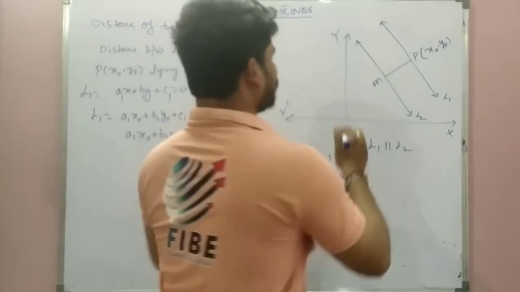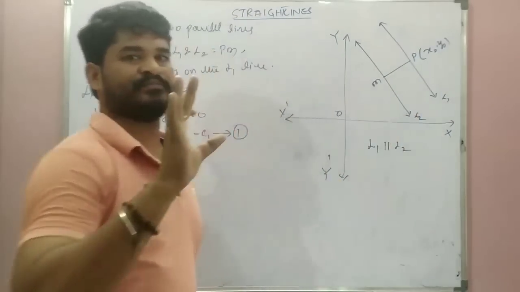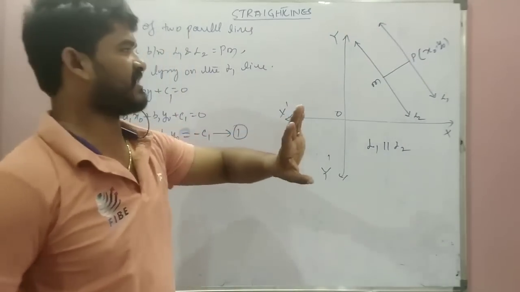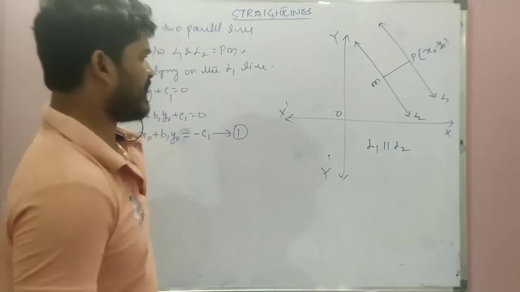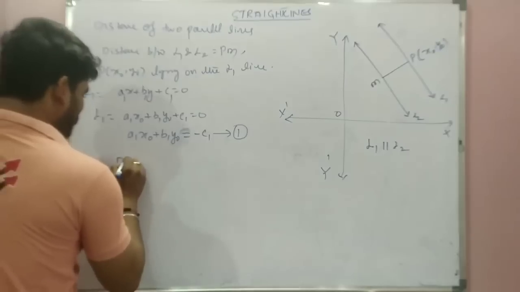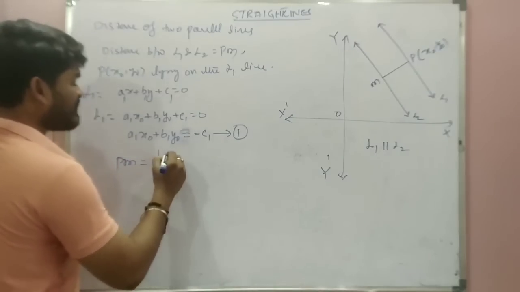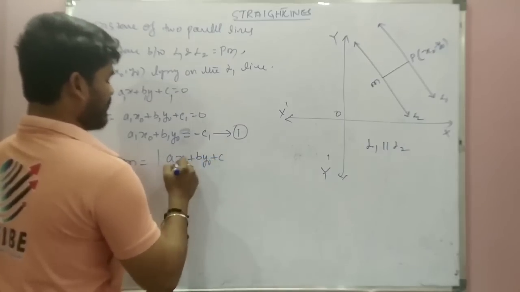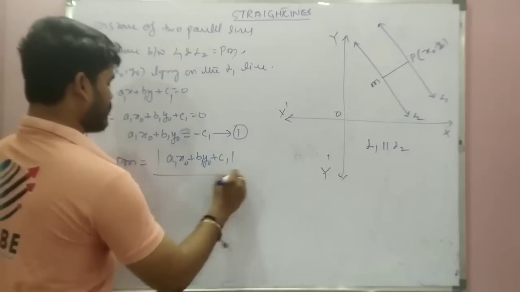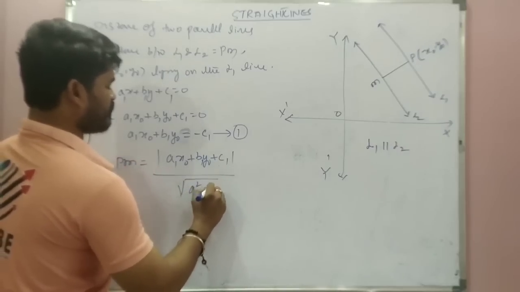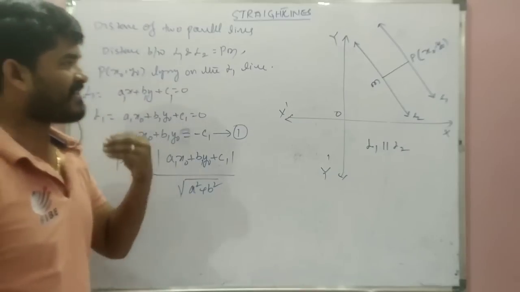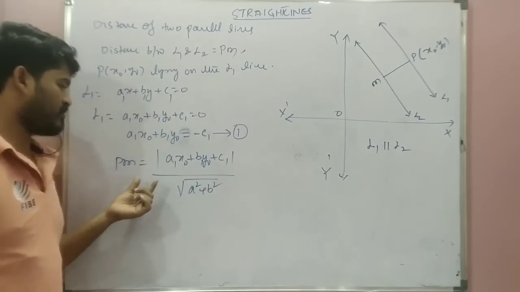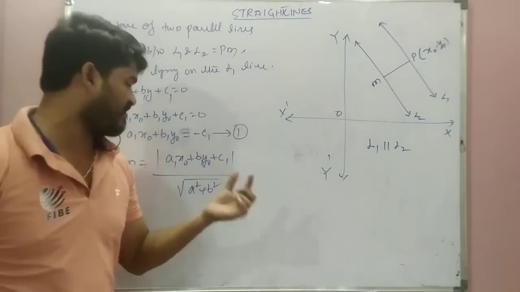Right, from this diagram L1 and L2 are parallel. So wherever we take any point on L1 and L2, we see the same distance. PM is the distance. Therefore, the PM distance equals mod of a1x0 plus b1y0 plus c1, divided by root of a square plus b square. This is the formula whenever a point on the straight line is given.